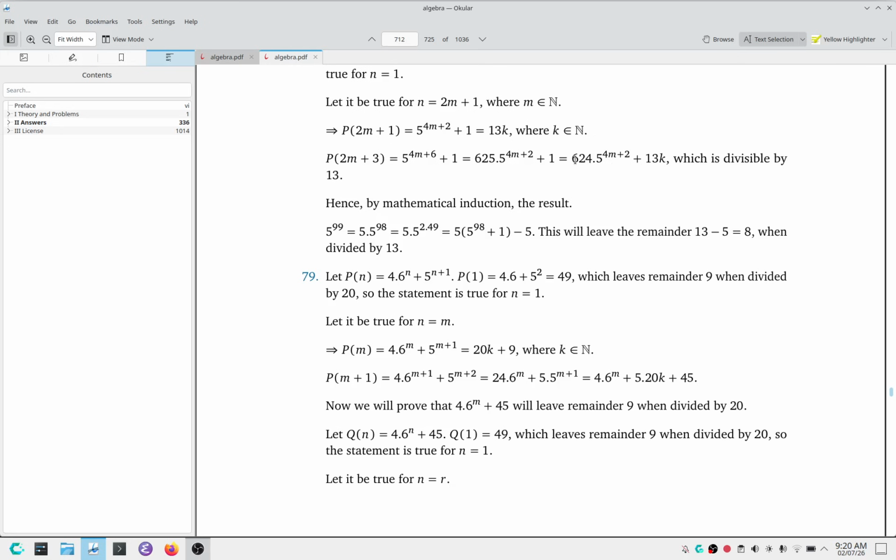13 4s are 52. So 104 will remain, and 13 8s are 104. So this is 48 times, okay?